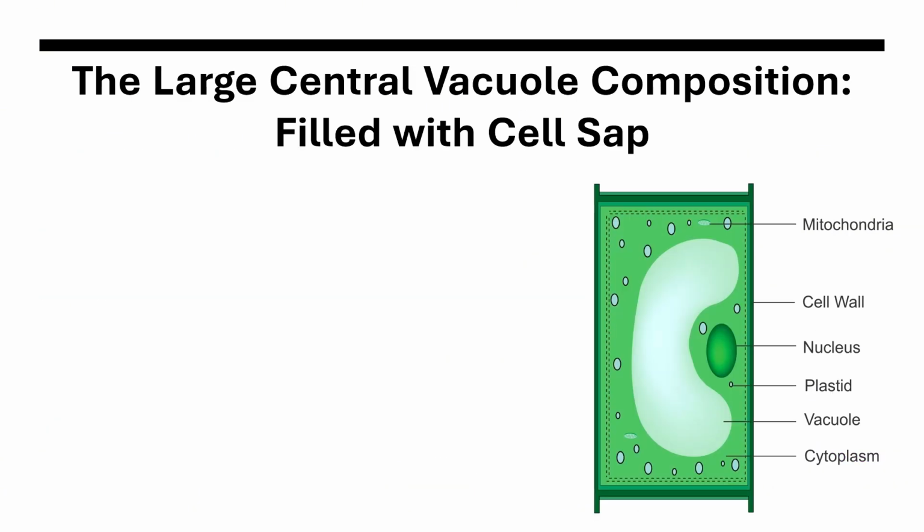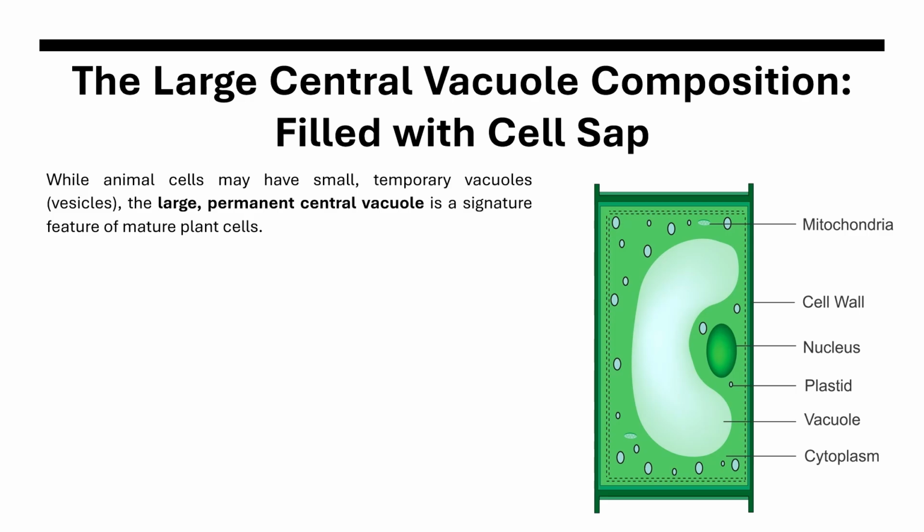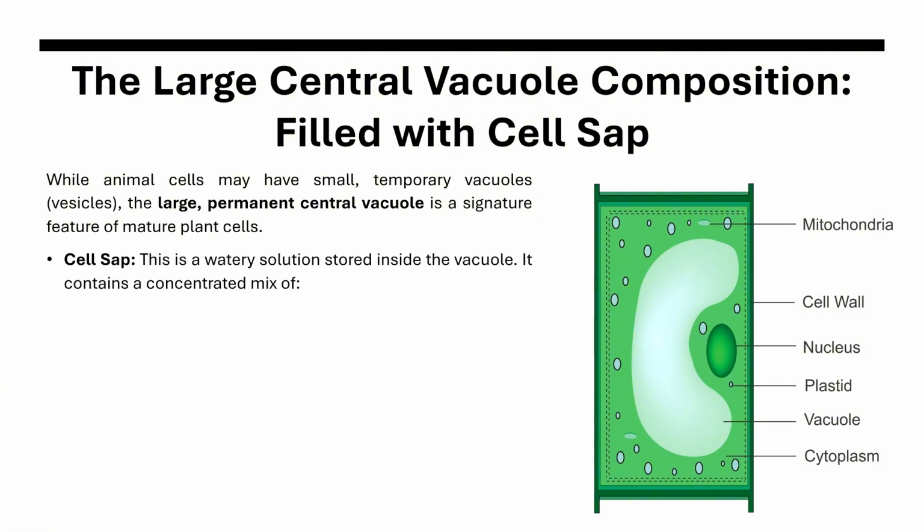To continue our tour of the organelles, we look at the large central vacuole. While animal cells sometimes have small temporary bubbles called vesicles, this massive permanent tank is a signature feature of a mature plant cell. It can often take up more than 80% of the cell's total volume.